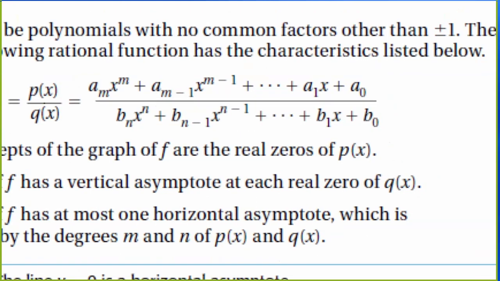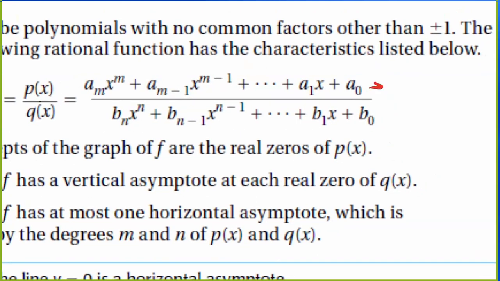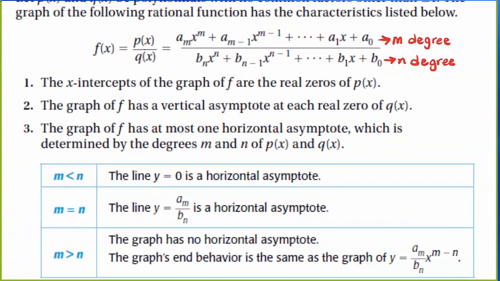The important thing here is just to note that you have an m degree on top, so your highest degree is m, and on the bottom your highest degree is n. And that's going to help us remember. Alright, then they give us some facts about these rational functions.